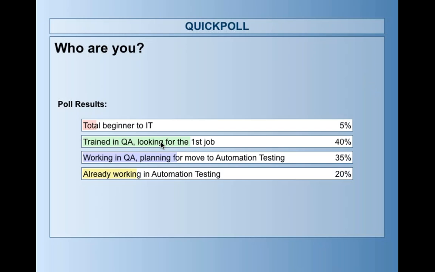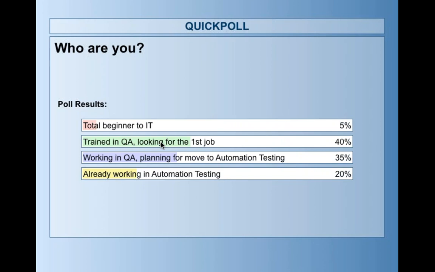So here is the result, team. Can you all see the result on the screen? We've got about 5% who are total beginners to IT. 40% of you are trained but looking for the first job, which is a majority. 35%, which is close to the highest poll answer, is you working in software testing, maybe manual, but you plan to move to automation testing. And good to know that 20% of you are working in automation testing, but seek that additional guidance to really make it count in your work. Almost 75% team, rather actually 75% of you are somewhere comfortable with manual testing, but automation testing is the big hurdle that you're planning to target.